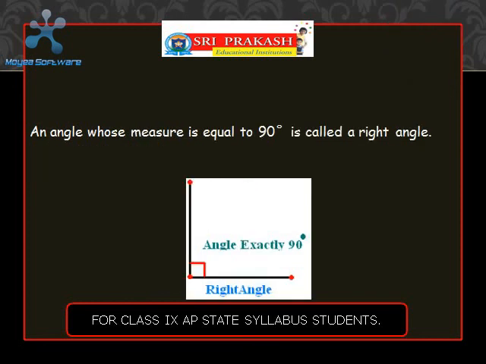So now, what is a right angle? An angle whose measure is equal to 90 degrees is called a right angle. It is shown in the figure.